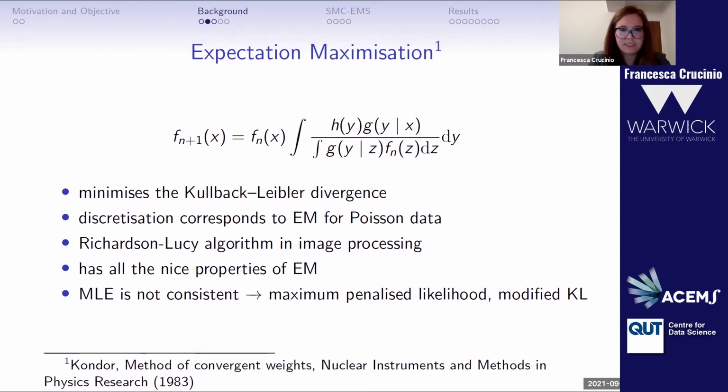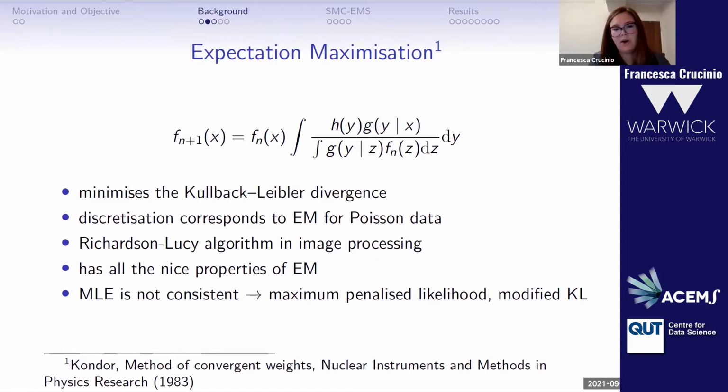If we discretize this iteration scheme by assuming a very simple discretization in which the function f is piecewise constant, we fall into the EM for Poisson data. So this is also coherent with the noise model that we chose. This particular EM for Poisson data is known as the Richardson-Lucy algorithm in the image processing literature, where it's extremely popular. I would say that it's probably one of the go-to algorithms in that field.